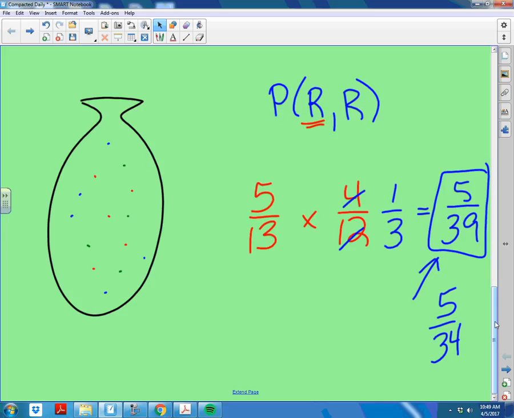Maya? Yes? For the compound probability worksheet, sometimes it doesn't say if you're going to replace it or not replace it. Was it okay if we just assumed it was not replaced? You assume it's replaced unless it tells you it's not. But typically it tells you. Okay?